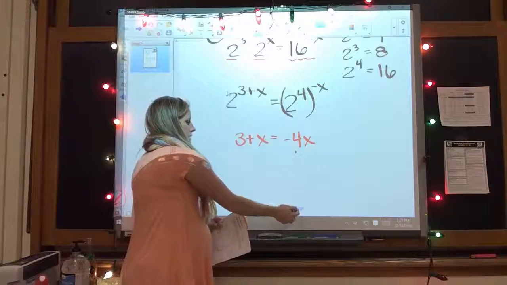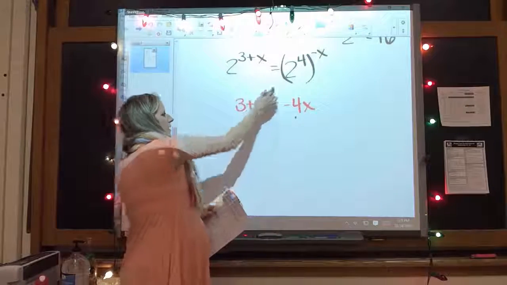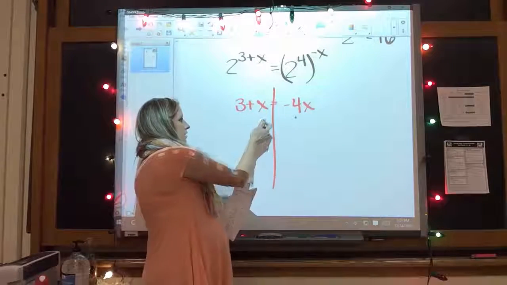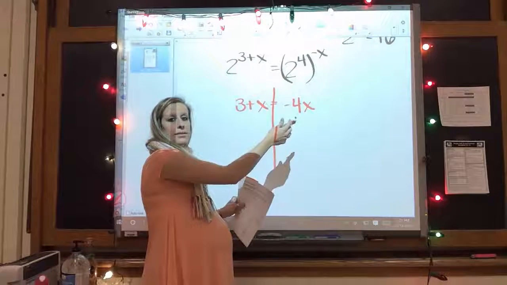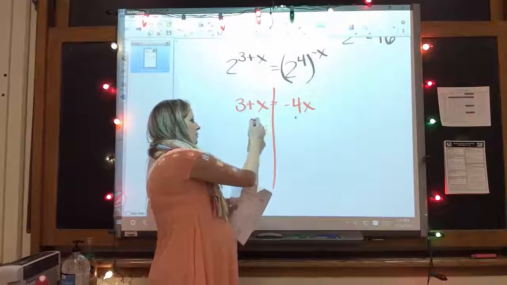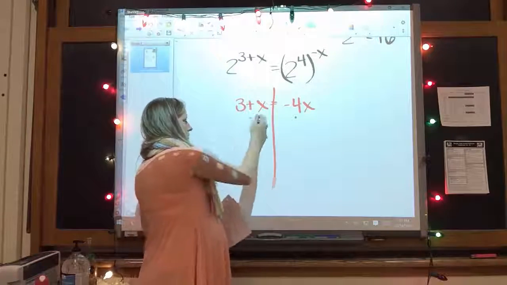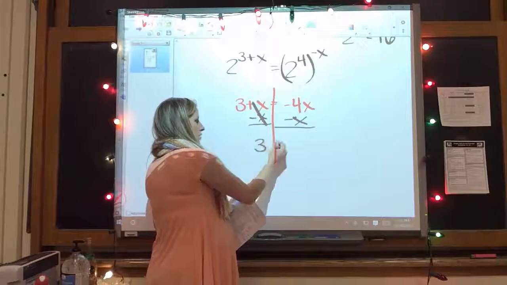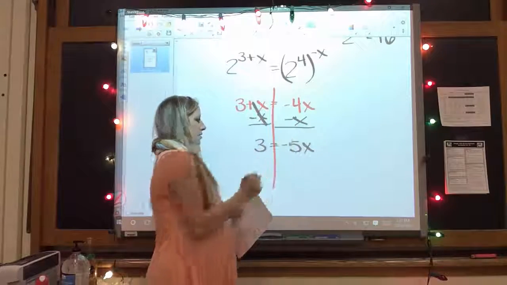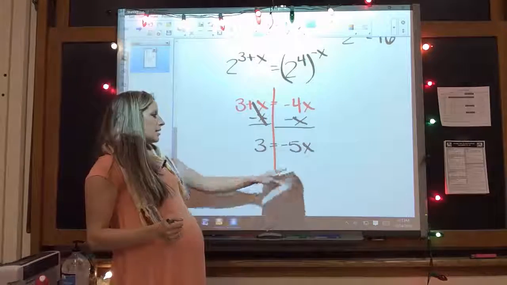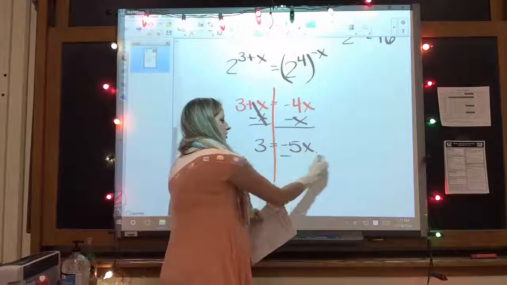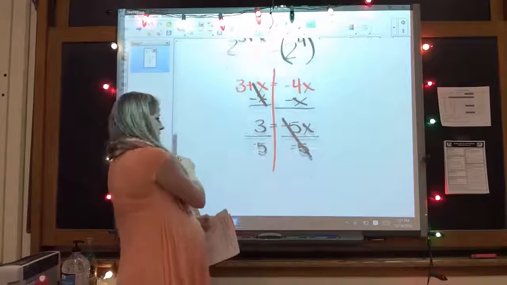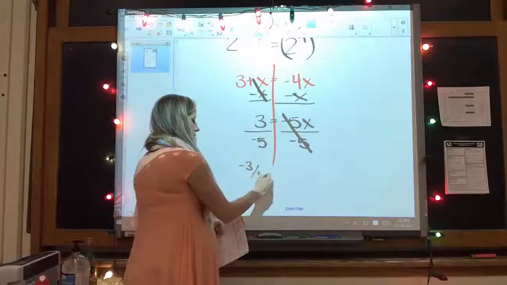Okay. All right, and now we're going to solve for x. So to solve for x, you need your x's on the same side. So let's move this x to the right. That way they're over to the right side by themselves. So subtract x, do that to both sides. So 3 equals negative 5x. Okay. To get x by itself, I'm going to divide by negative 5. So x equals negative 3/5.